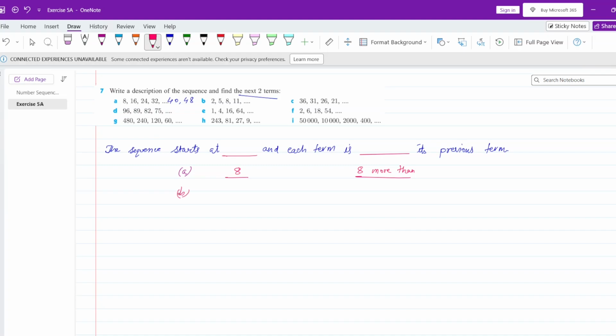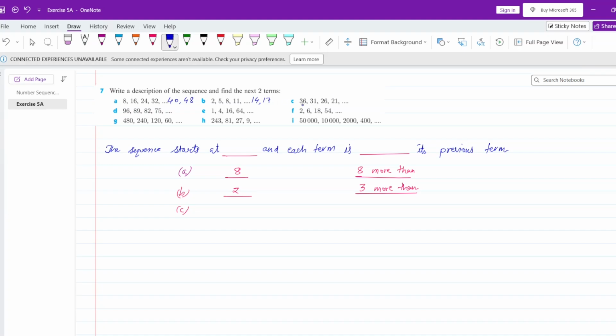Similarly, B. We can see 2 plus 3 is 5, plus 3 is 8, plus 3 is 11, plus 3 is 14, plus 3 is 17. So we can say the sequence starts at 2 and each term is 3 more than its previous term.